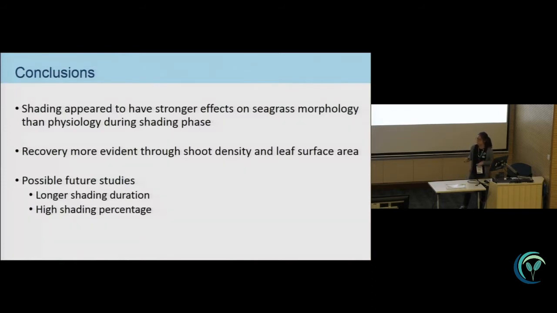So perhaps future studies could consider using longer shading duration as well as higher shading percentage to bring about probably stronger shading effects on the seagrass physiology and morphology, as well as to consider using slower growing or more climax species instead of a fast growing species like Halophila ovalis.